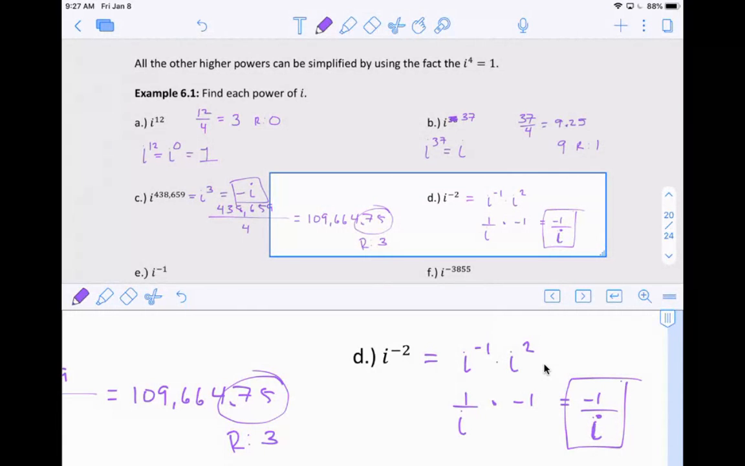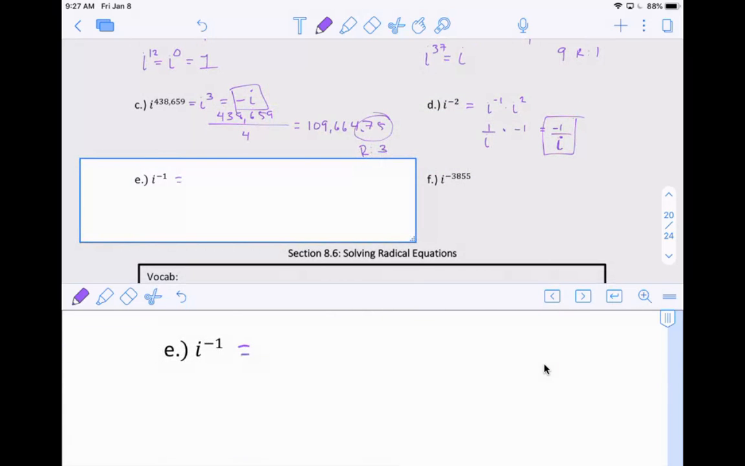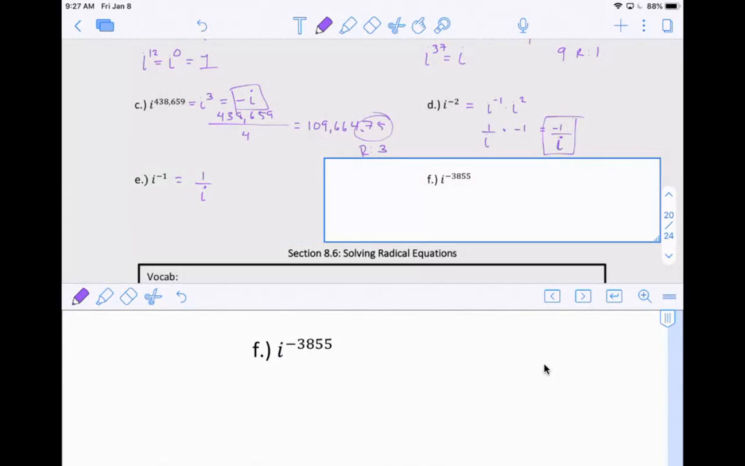Cool. Down over here, i to the negative first. Well, we just did that. 1 over i. Sweet. Over here, we've got this really large number. Let's first take out the negative, which we can do. Negative 1 times i to the 3855. Okay, this is 1 over i.